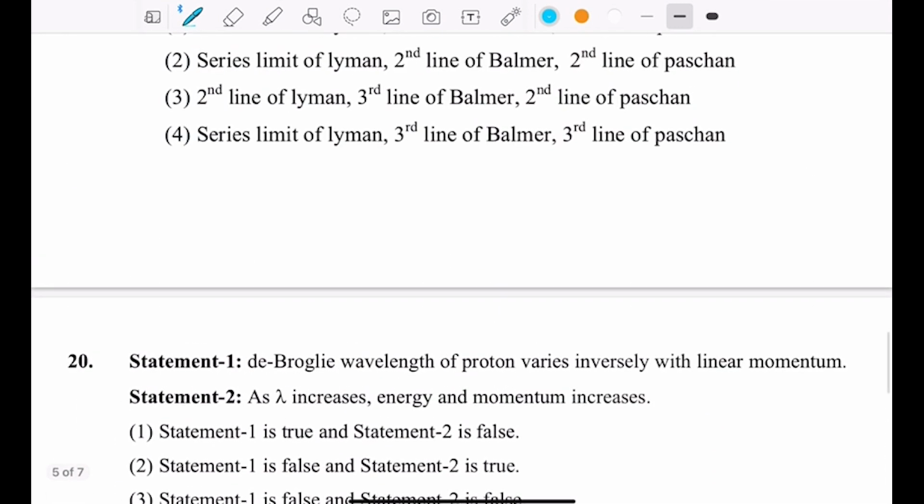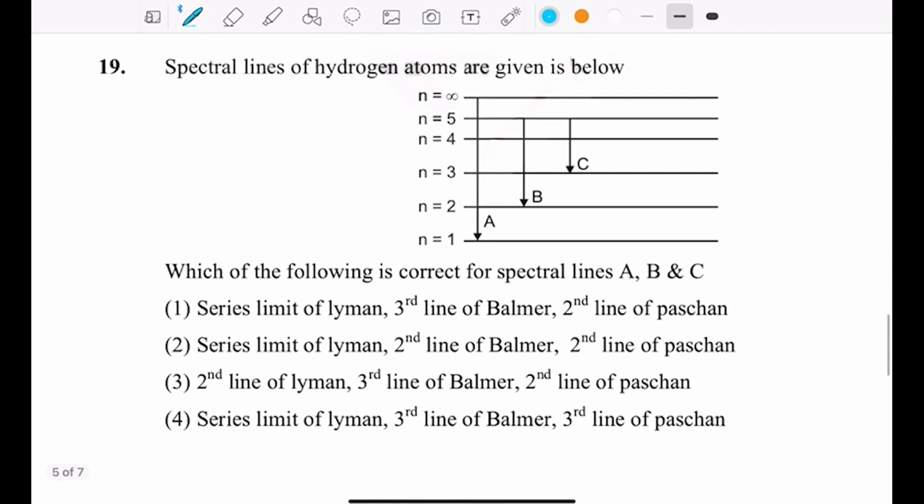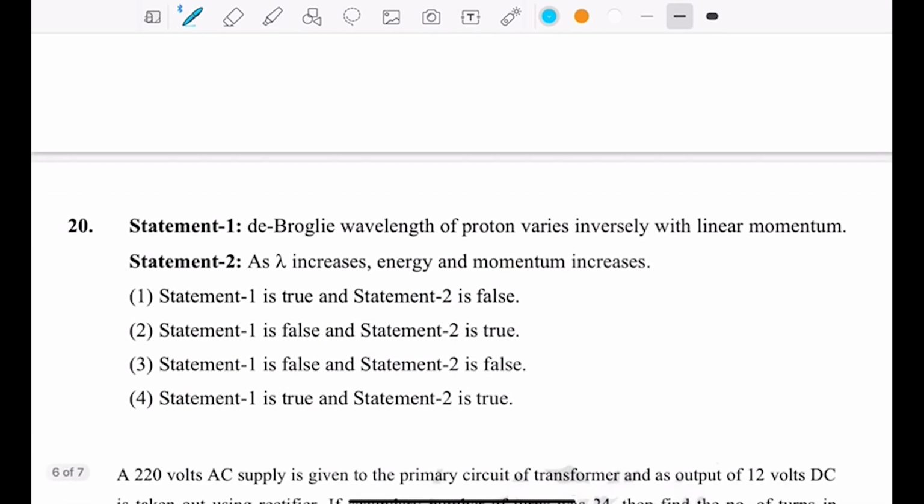So I'll come back to that another question later. Let us move on to single multiple choice options. De Broglie wavelength of proton varies inversely with linear momentum. Yes, right, because de Broglie wavelength is equal to h by momentum, h by p. As lambda increases, energy and momentum increase. Wrong. So the second statement is false.